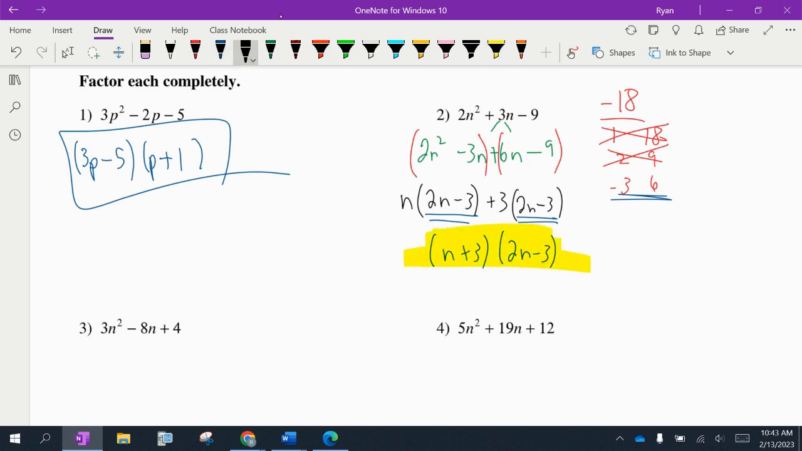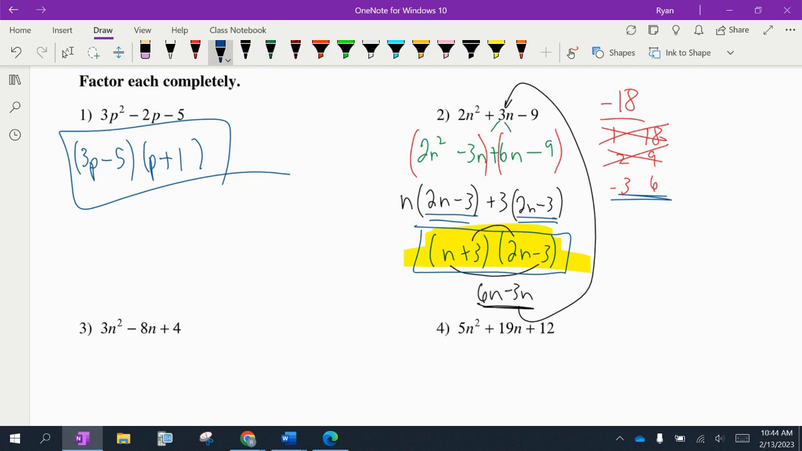Now in the first one, I just went straight to guess and check because everything was prime. I'm going to check to make sure this works. So n times 2n, there's the 2n squared. 3 times negative 3, there's the negative 9. Here's the tricky one. 3 times 2n is 6n. n times negative 3 is negative 3n. This is that 3n we have in the middle, so I'm feeling pretty good about my answer. There it is, completely factored.